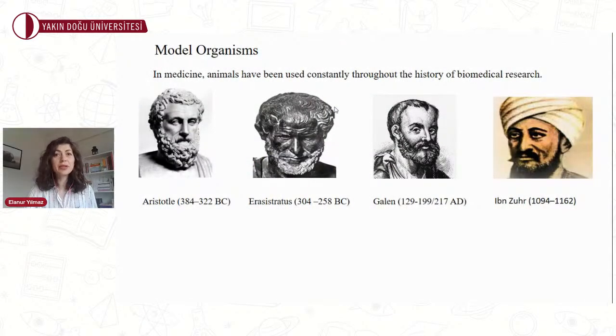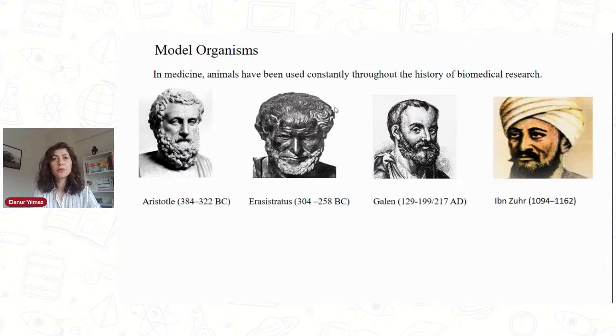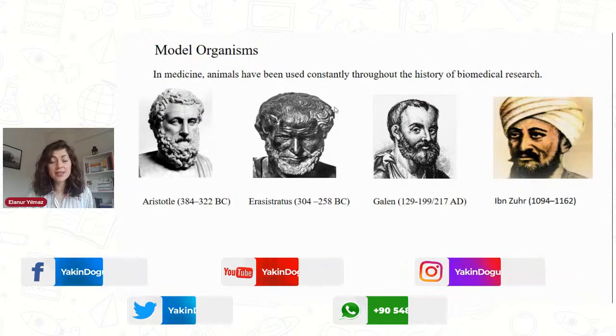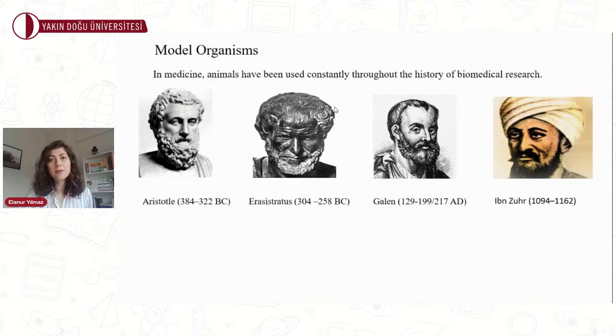So let's start from the very beginning. In medicine, animals have been used constantly throughout the history of biomedical research. Scientists who were also interested in medicine, such as Aristotle and Erasistratus, carried out live animal experiments. Galen conducted animal experiments to further his knowledge in anatomy, physiology, pathology, and pharmacology. And Ibn Zuhr proposed animal experiments as a test method for surgical methods before applying them to humans.